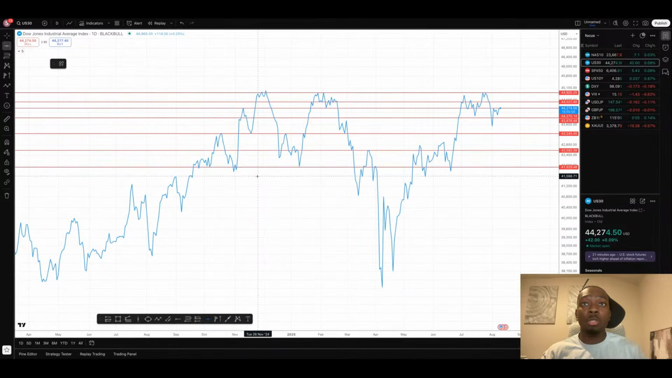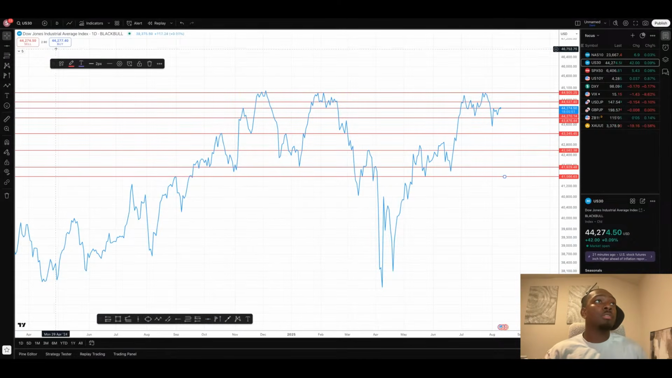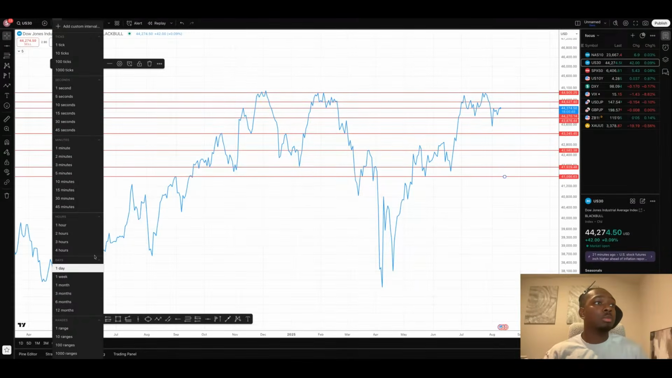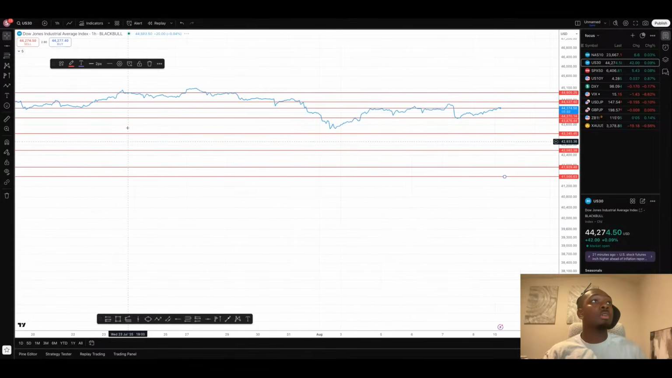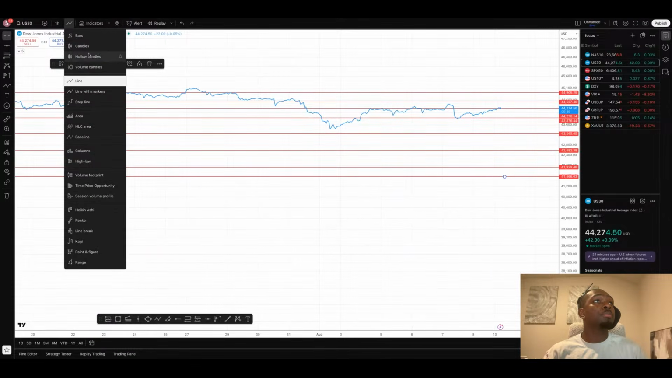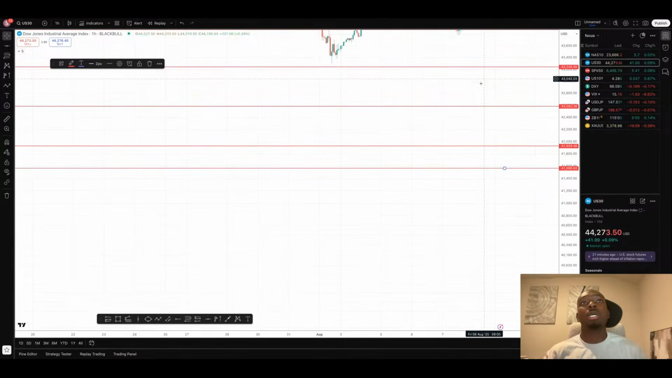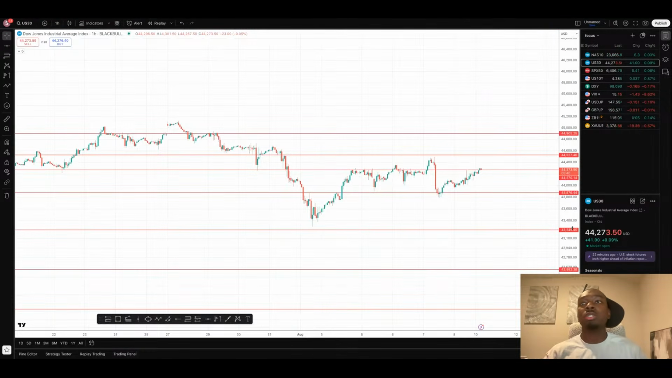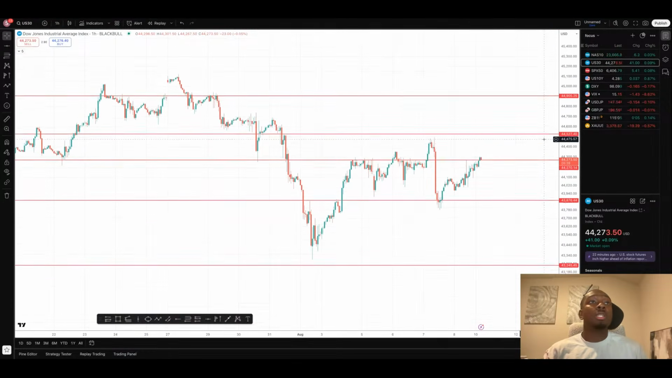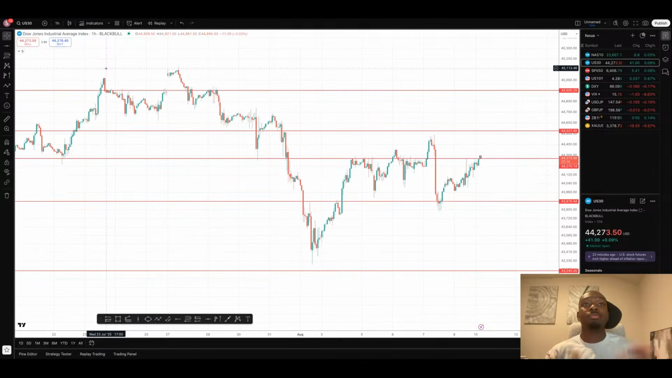Now, do I think the market's gonna come back to this level? Most likely not, but hey, you never know. In this economy, this presidency, you never know. All right, so go into candlesticks. Bam. You see the market respected different key levels. Excellent.